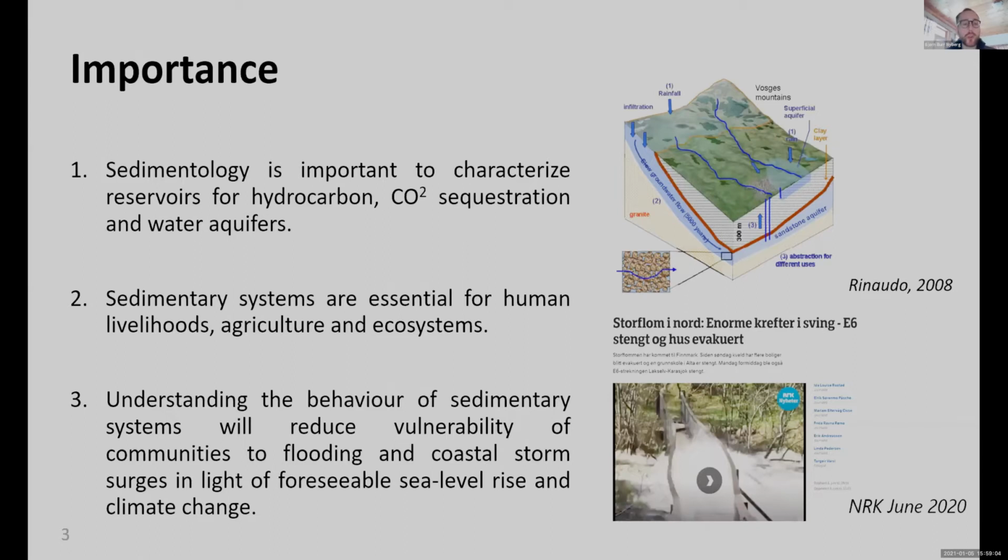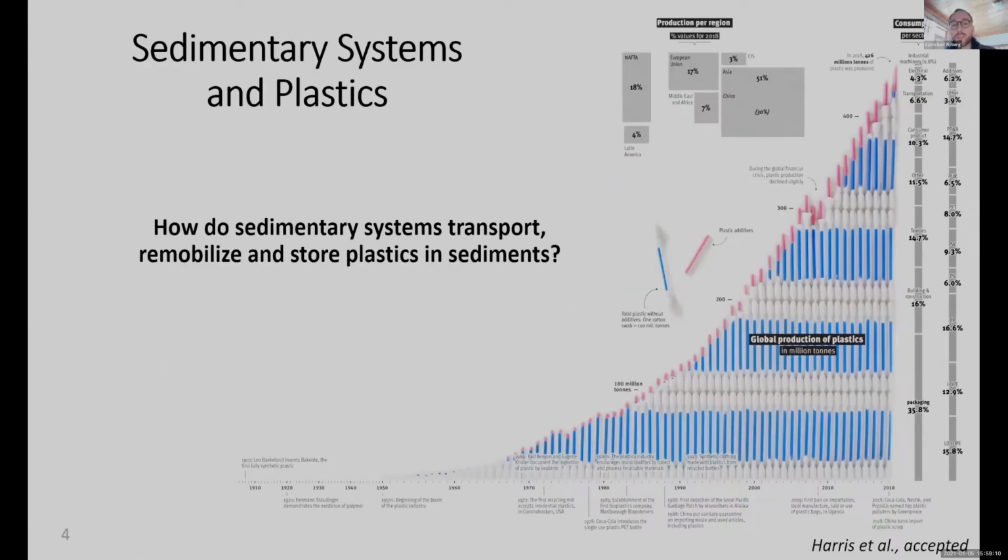Now, personally, I've also looked at some other issues related to sedimentology, and specifically the influence of sedimentary systems and plastic distribution. This is some of the work that I've been doing with Peter Harris and colleagues at GRID-Arendal in Norway. And really, we're trying to understand how sedimentary systems transport, remobilize, and store plastics within sediments.